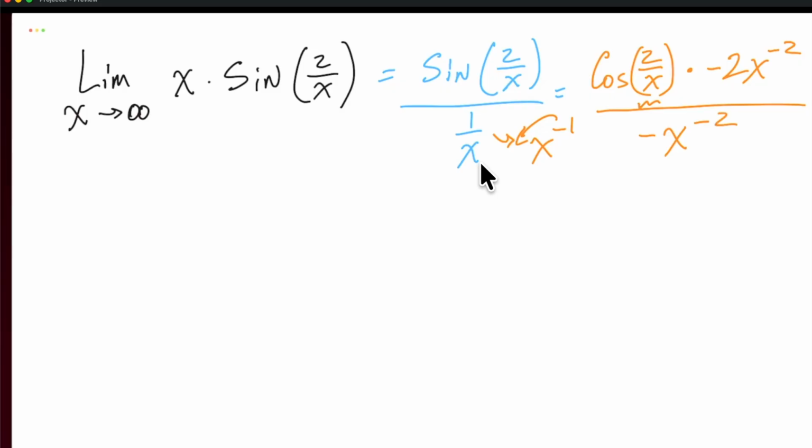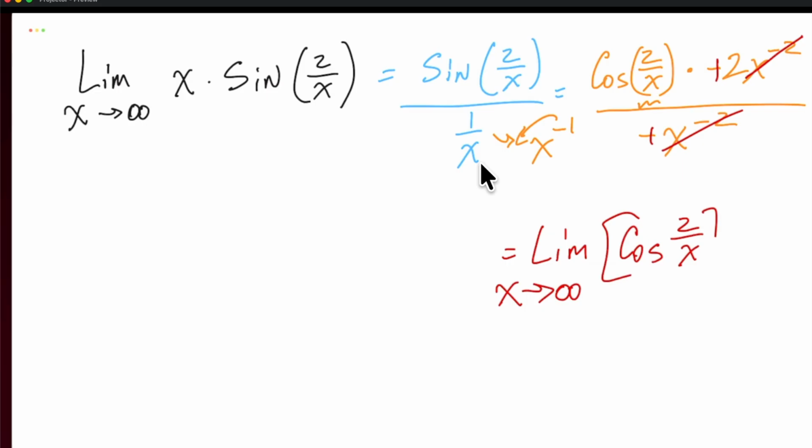Now, folks, we could see that the negative x to the negative 2's cancel out, the negative signs cancel out, and we're going to end up with the limit as x approaches infinity of the cosine of 2 over x quantity times 2. So if we put infinity here for x, this is going to go to 0, so the cosine of 0 is 1. The final limit is going to equal 2.